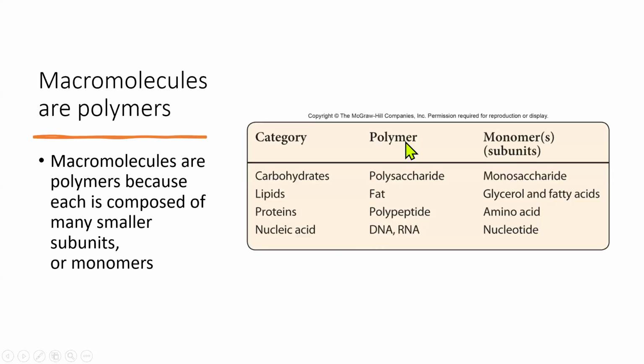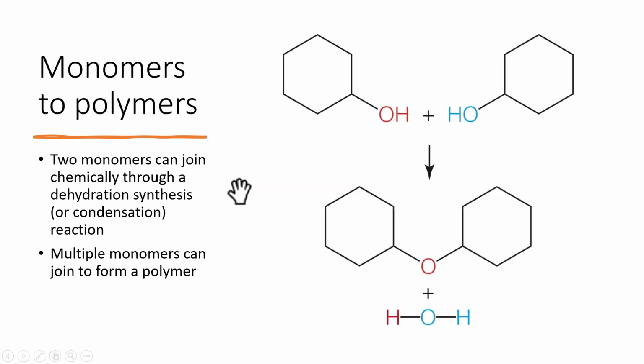So here it is. These are the different macromolecules. These are the names of their polymers, and then these are the names of the monomers. Don't worry about memorizing it now. We will look into them more closely later on. Okay, what does it mean by removing water molecule?